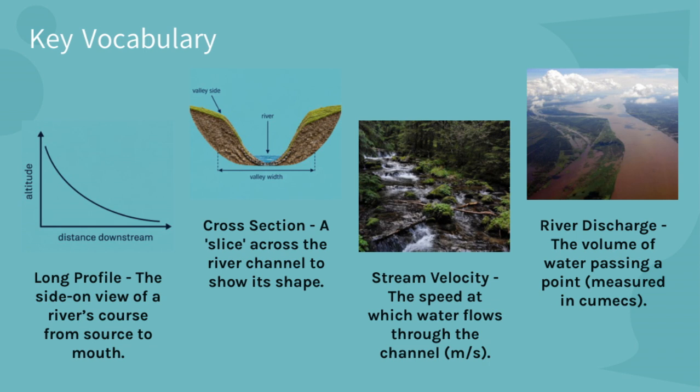The third term is stream velocity. Stream velocity means the speed at which water flows through the channel. It is usually measured in meters per second. The fourth term is river discharge. River discharge is the volume of water passing a particular point in the river. It is usually measured in cumecs, which means cubic meters per second. These terms are important because they help us describe and explain how rivers change downstream.